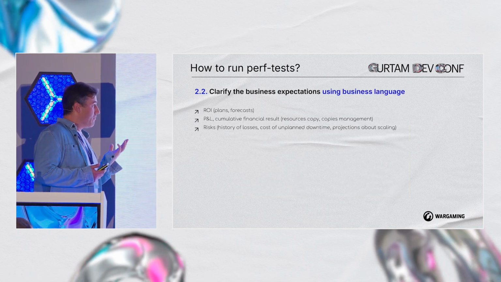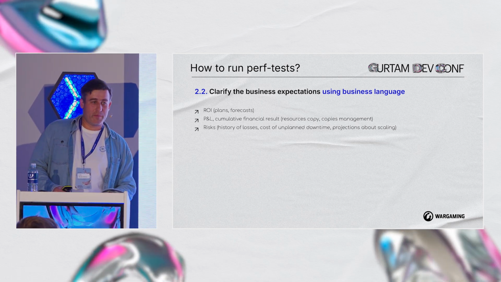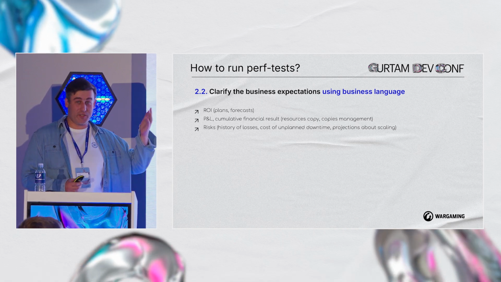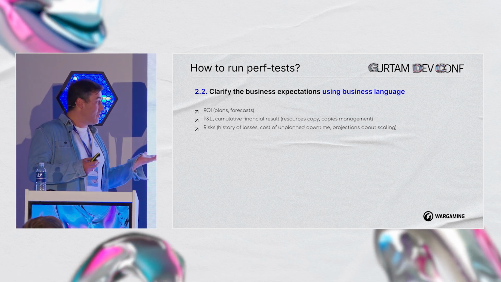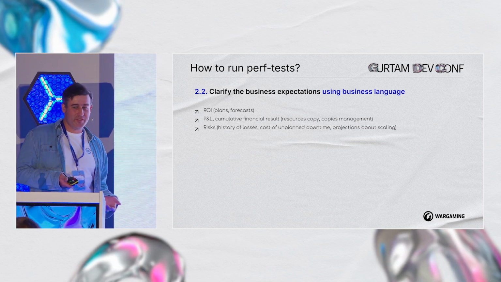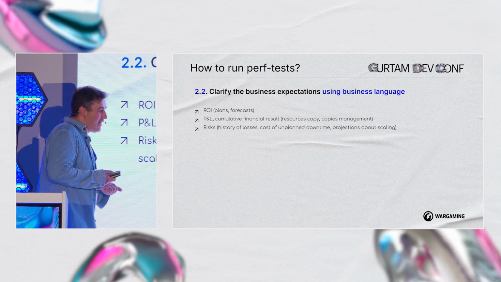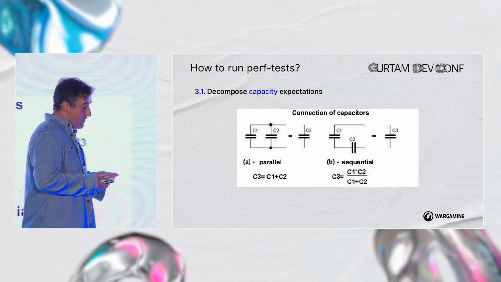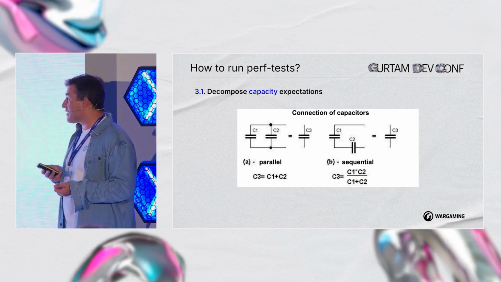Here, I propose you use some business language. Sorry, engineers, but yeah, you need to learn business language to sell that presentation to your top management, maybe if you don't have that practice, and to decompose expectations. Return on investment, P&L, financial result, risks. Actually these words would assist you in selling and understanding something. You need to figure out your capacity expectations.